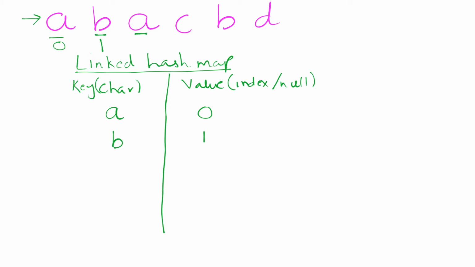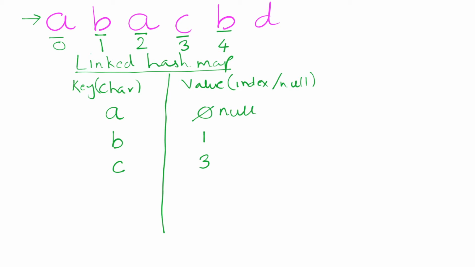We move on to the next index, which is index 2, and we see that the letter is A. We check in the HashMap if the letter already exists, and in this case it does exist. Therefore, we will erase the index and we'll set it to null. The next index is 3 and the letter is C, and we'll check our HashMap, and since it doesn't exist, we'll insert C and its index 3.